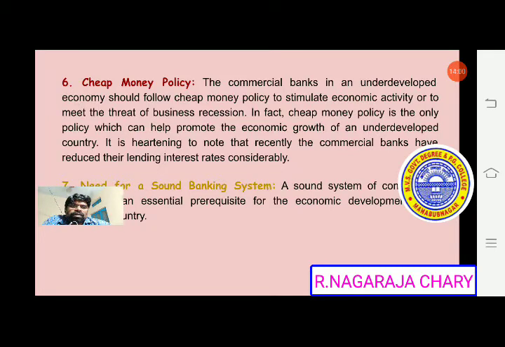So this is given by the RBI from time to time. According to the RBI guidelines, the banks follow. So that's why a bank's rate of interest will be reduced and increased according to the guidelines of the RBI. So that is the money policy.